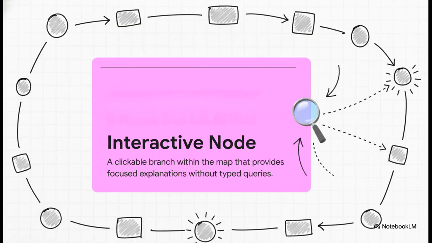And the true game changer here? It's the interactive node. Every single node on this mind map is interactive. What that means is you don't have to type out a carefully crafted prompt to learn more. You literally just click a branch. When you do, NotebookLM immediately provides a focused, detailed explanation about that specific topic, pulling directly from your sources. It completely removes the barrier between you and the information you actually want.